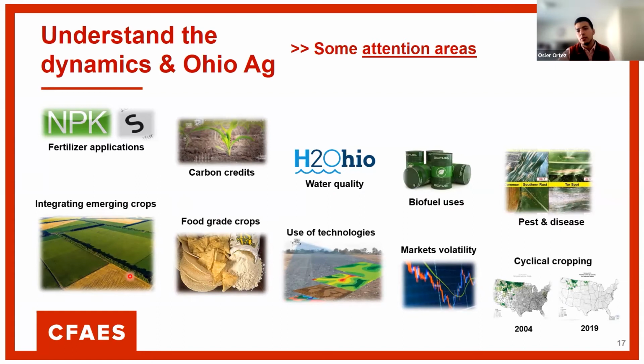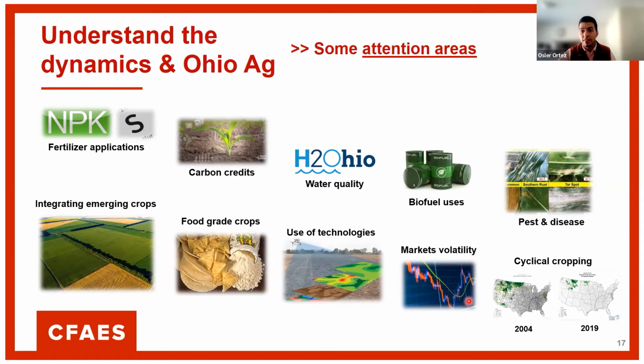We know that we need to start thinking out of the traditional methods, and in that comes maybe the addition of emerging crops, maybe integrating cover crops, not only in soybeans, but also in corn. We know there is a need for food grade crops. There are new technologies evolving very often. So we need to keep eyes on that and try to integrate that in order to increase our cropping systems efficiencies. We need to always pay attention to what is happening in the market.